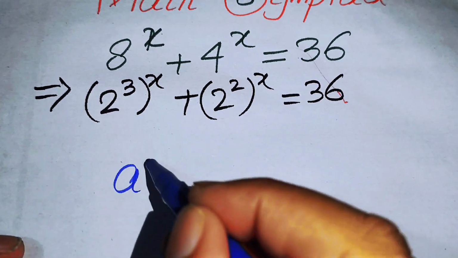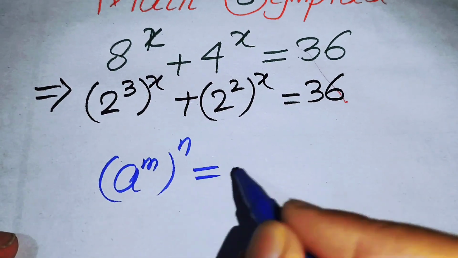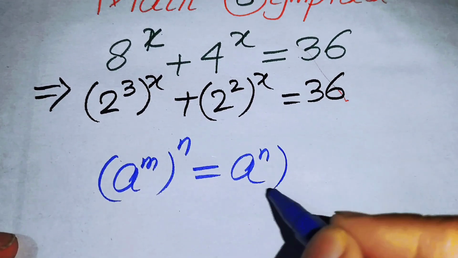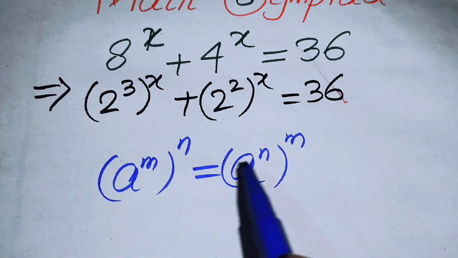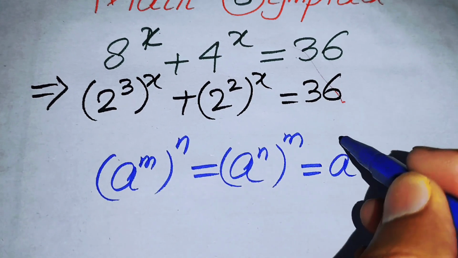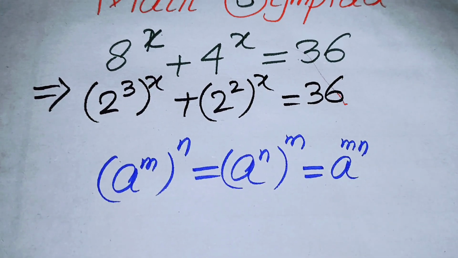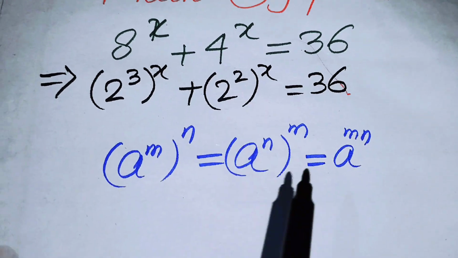After this step we will use the nice exponential law, and you very well know about this law. If you have a to the power of m to the power of n, it is equal to a to the power of n times m. It means that you can just interchange these two exponents and you get the same value, which is a to the power of m times n. So here we need only to interchange the exponents.